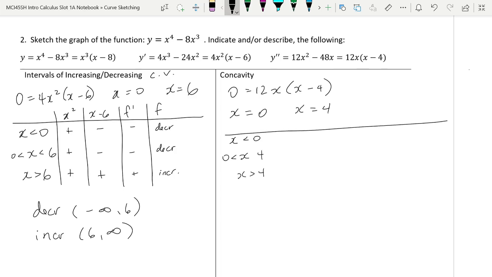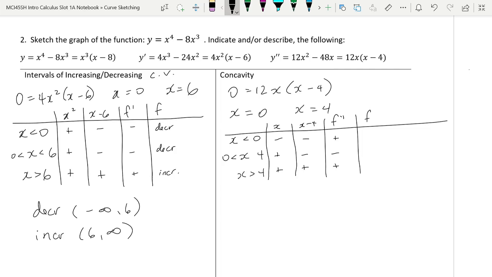So what's this thing doing? Does its concavity change? In which case we would have inflection points. Well, 12x, again, don't worry about the 12, but x is going to be negative, then positive, then positive. The other factor, x minus 4, is going to be negative, then positive. So the derivative is positive for the first interval, negative for the second, and positive for the third. So yep, we have concavity changes.